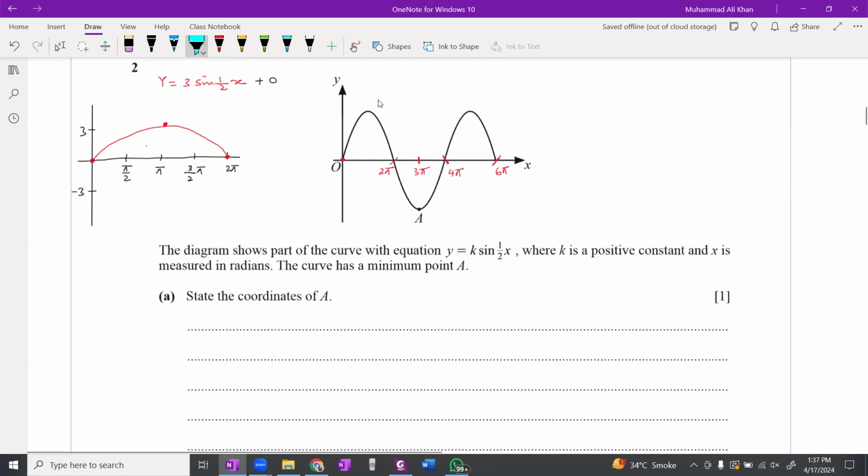And the multiple of the function is k. So it means we have to go k units above and k units below. So here it is minus k. Therefore, the coordinates finally are, in x we have 3 pi and in y we have minus k. These are the coordinates for point A.